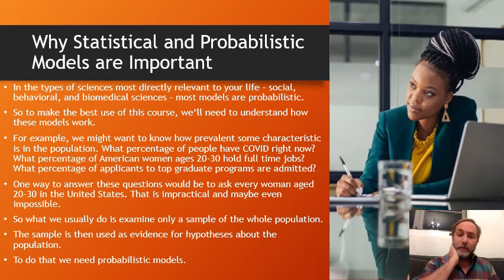What would we do if we wanted to know what percentage of American women ages 20 to 30 hold full-time jobs? Well, if you could find every woman in the U.S., you could just ask them and add it up, right? That's incredibly impractical and likely even impossible, to chase down every single person in a certain group. So the way we typically find out this information is we take a sample of the whole population, and then use the information we gain from that sample as evidence for a hypothesis about the population. In order to formulate those sorts of hypotheses and evaluate them, we need probabilistic models.